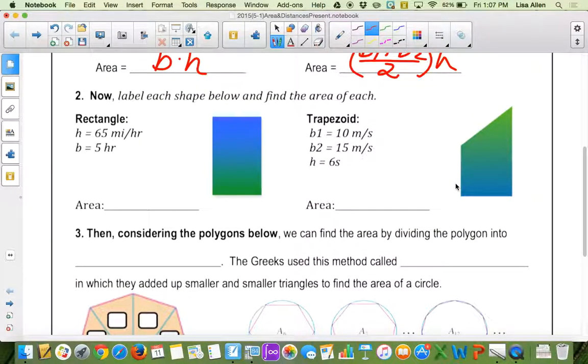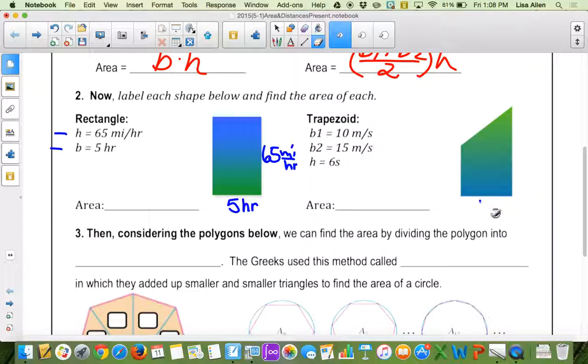All right, so now if we're dealing with area of the rectangle and the trapezoid, we have units of miles per hour for the height and 5 hours for the base. So if we label them 5 hours and 65 miles per hour. And then over here, we'll label it base 1, base 2. And you might think this is the base, but it's not the base, because in a trapezoid, recall that the bases are the parallel sides. So we could say base 1 and then base 2. Base 1 is given and base 2 is given. And here is the height. The height would be the perpendicular height from the parallel sides.